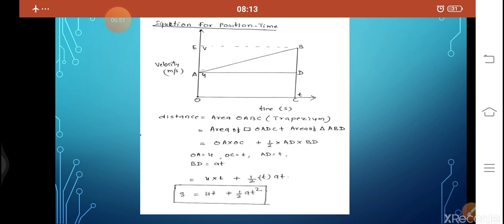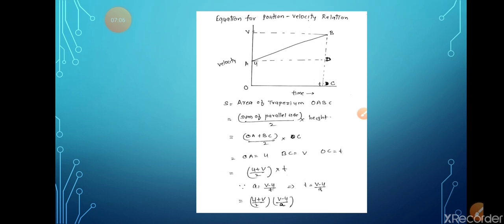And this relation is between position, time and acceleration. Similarly, we can derive one more equation, and that equation will be for position and velocity. Let us draw once again the same graph in which on one axis we have time, on the other axis we have velocity. OA equal to U and V is final velocity, BC.